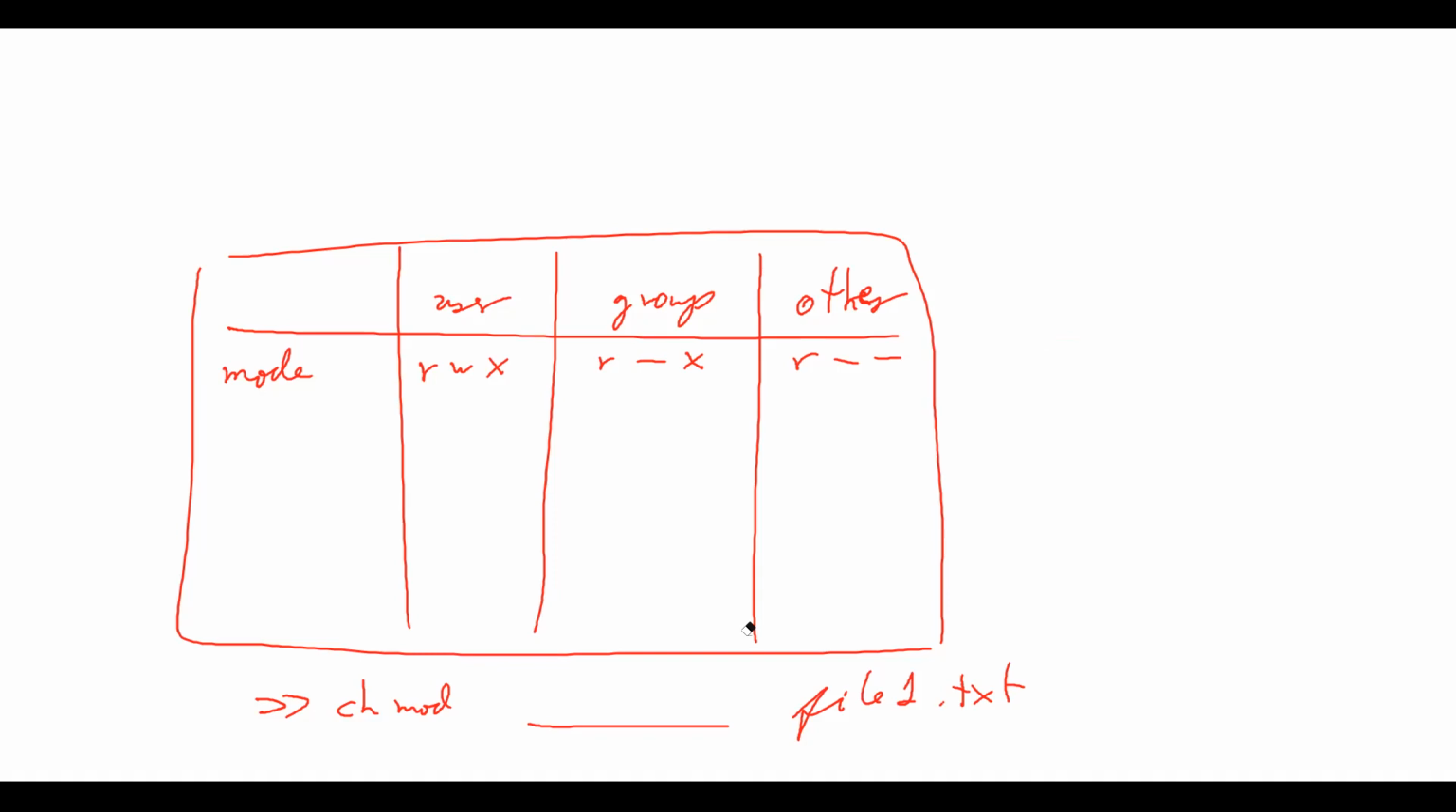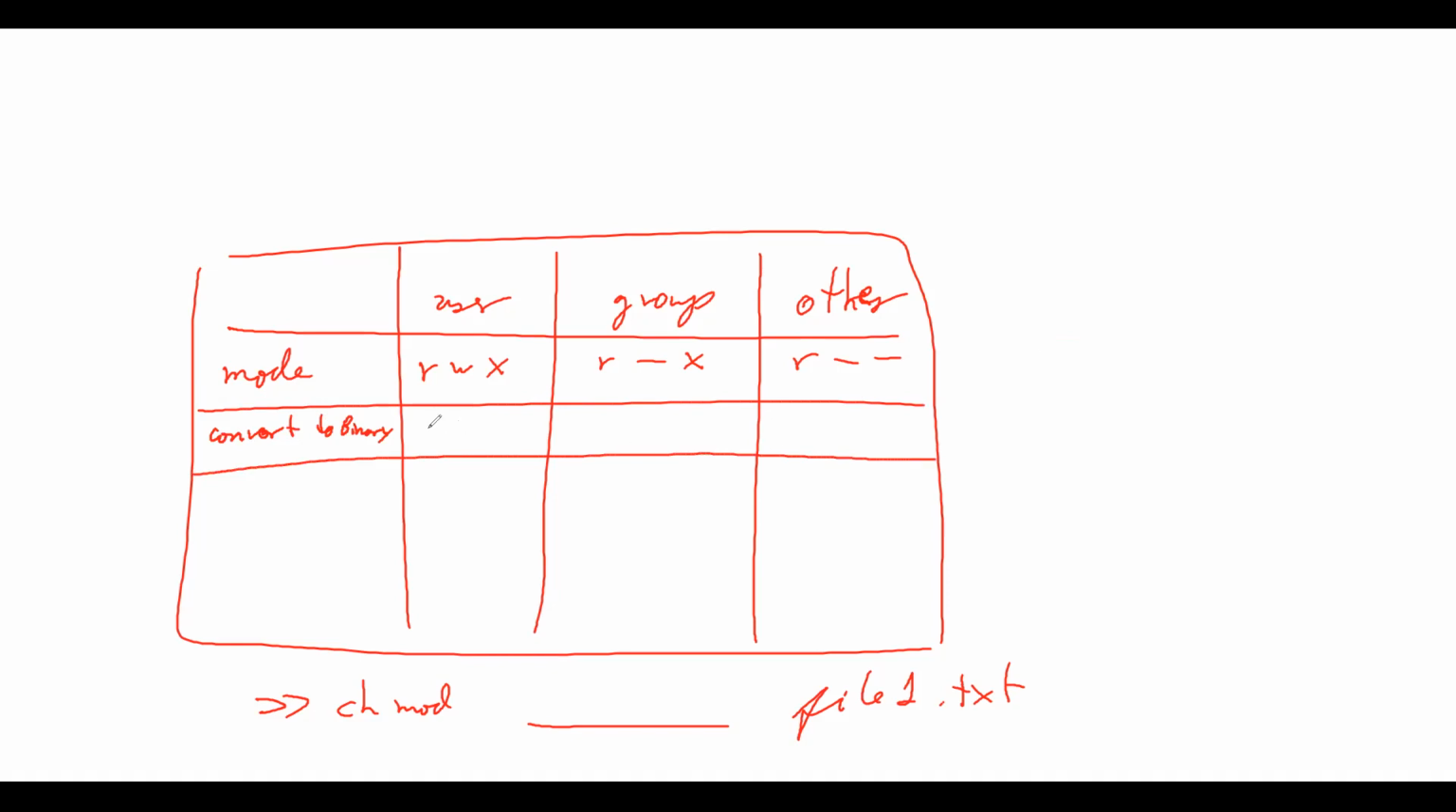So first of all, you have to think about converting this to binary. So we convert to binary. That just means, okay, this is 111, this is 101, and then this is 100. So that's the first step.